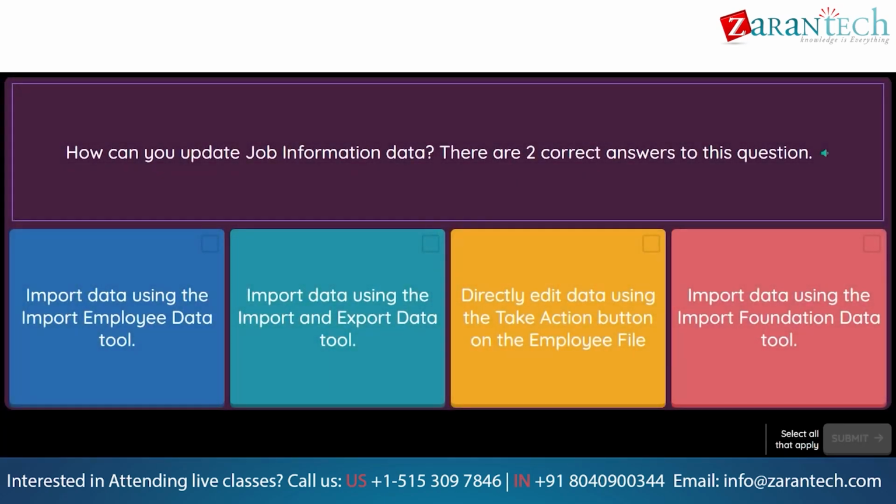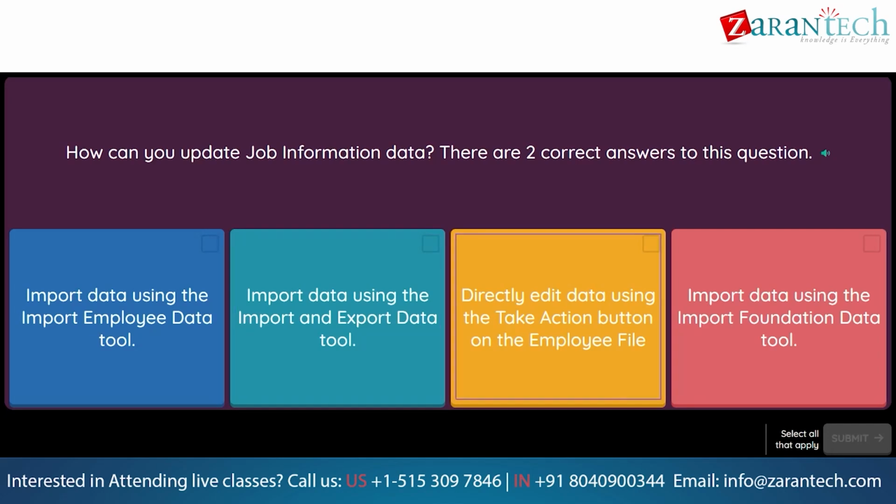Question: how can you update job information data? There are two correct answers to this question. Option 1: Import data using the Import Employee Data tool. Option 2: Import data using the Import and Export Data tool. Option 3: Directly edit data using the Take Action button on the employee file. Option 4: Import data using the Import Foundation Data tool.